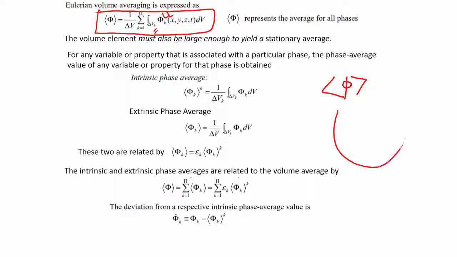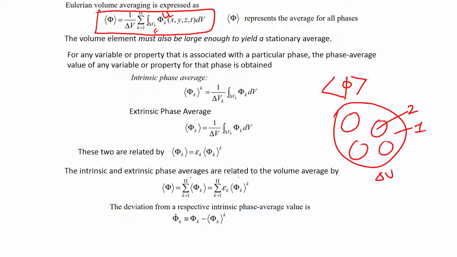So, imagine a situation. Let us keep it simple. This is phase 1, this is phase 2, and this is the elemental volume V. Whatever property there is within this elemental volume, there is property variation, and we have averaged it over each of those elemental volumes, so that the total gives you a total average.